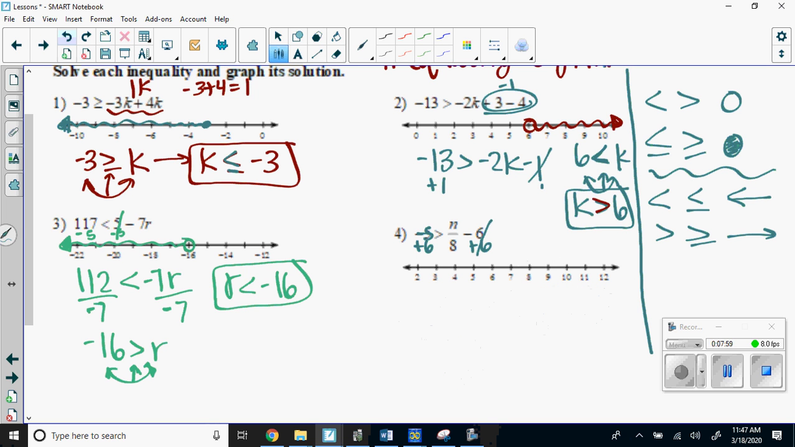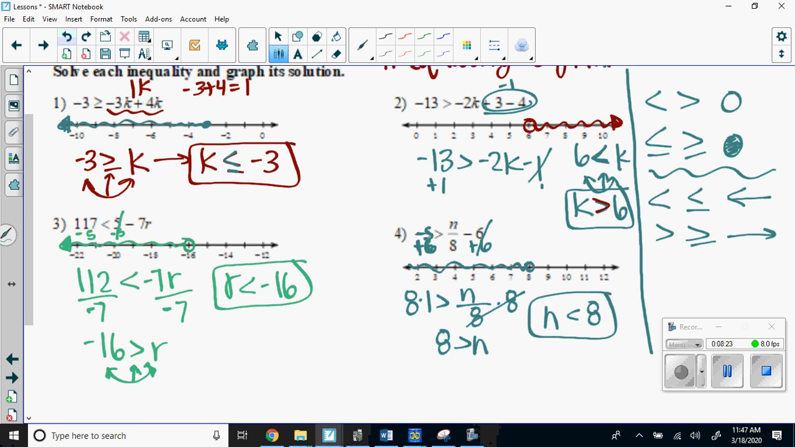Negative 5 plus 6 is not 6. It's 1. So 1 is bigger than n over 8, multiplied by 8. 8 is bigger than n, so n is less than 8. Okay, so open dot on 8, shade to the left. Sorry about that mistake there. Hopefully that didn't mess anything up, guys.